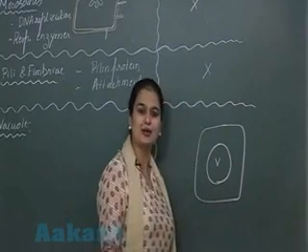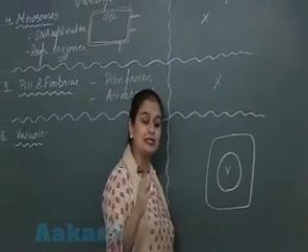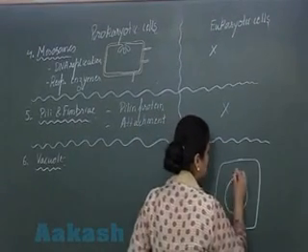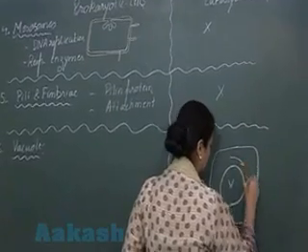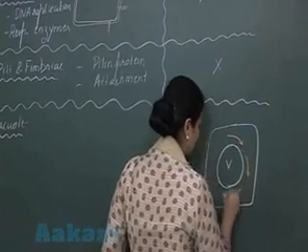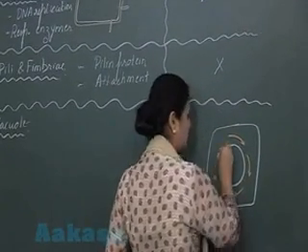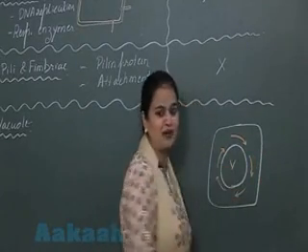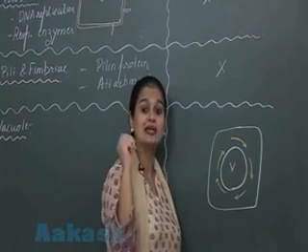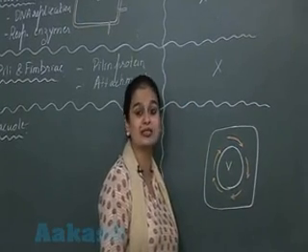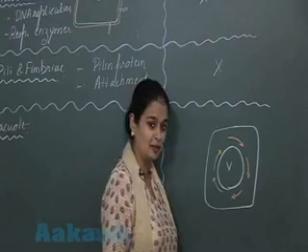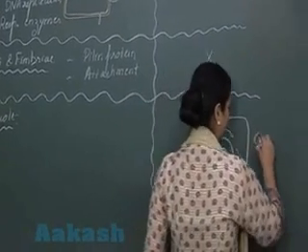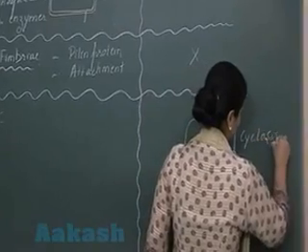Now in the eukaryotic cell, the cytoplasm shows movement. Yes, around this vacuole the cytoplasm will show movement, in a clockwise direction or an anticlockwise direction. The movement of cytoplasm around the vacuole is known as cyclosis, and it is also known as cytoplasmic streaming. Right? So movement of the cytoplasm around the vacuole is cyclosis.